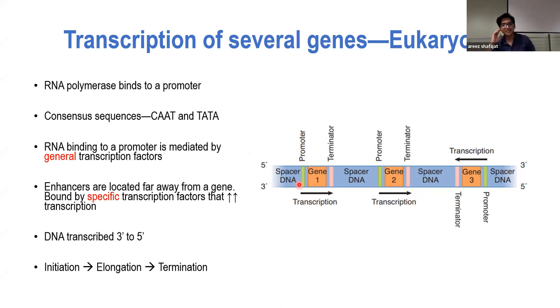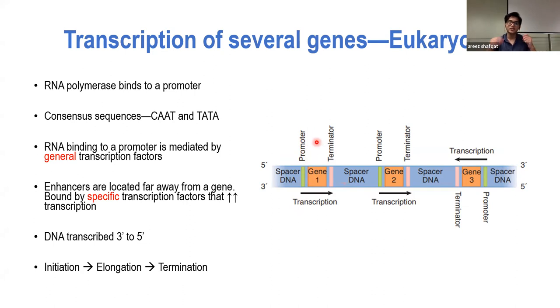For instance, I gave you the example of insulin. RNA polymerase, to transcribe the gene for insulin, has to bind to a region of the gene called a promoter. And this promoter is upstream of the gene. RNA polymerase binds to this and then transcribes the gene. So the promoter is the RNA polymerase binding site.